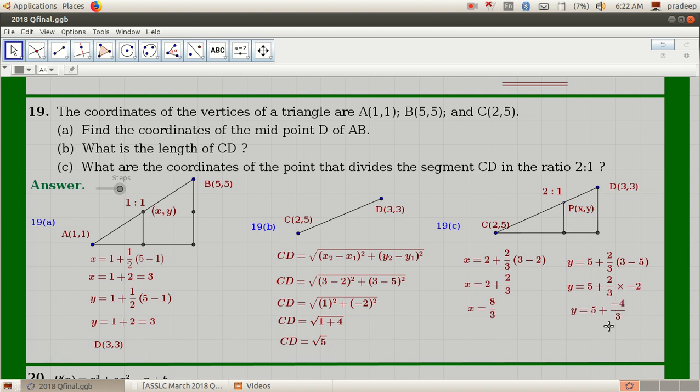That is 5 plus negative 4 by 3, that is equal to 11 by 3. Therefore, the coordinates of this point P are (8 by 3, 11 by 3).